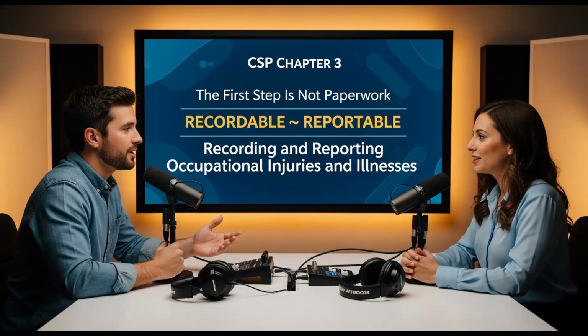It's not just an internal document. Correct. The 300A summary must be certified as correct by a company executive, a VP, a CEO, the owner. So someone high up has to attest to its accuracy. Yes. And then it must be posted prominently in a common area where notices are usually posted for 3 months, specifically from February 1st through April 30th of the following year. And that's to ensure transparency so employees can see the company's safety performance. Exactly. It's a right-to-know issue.